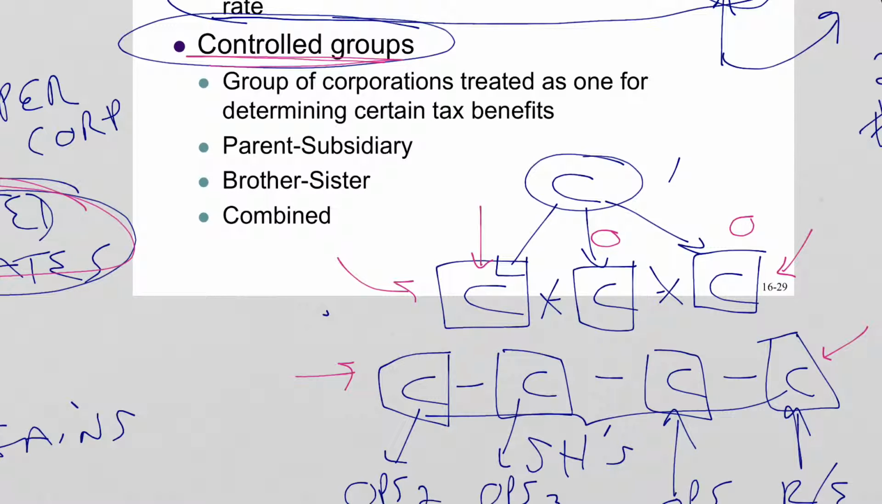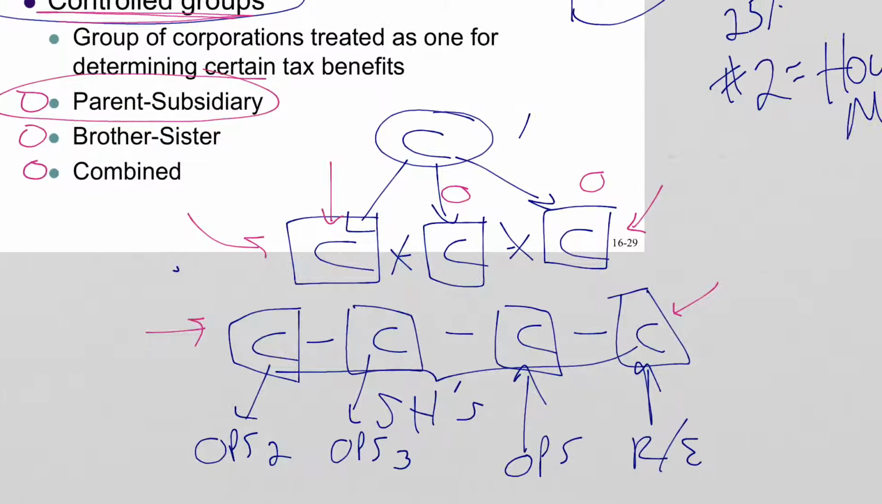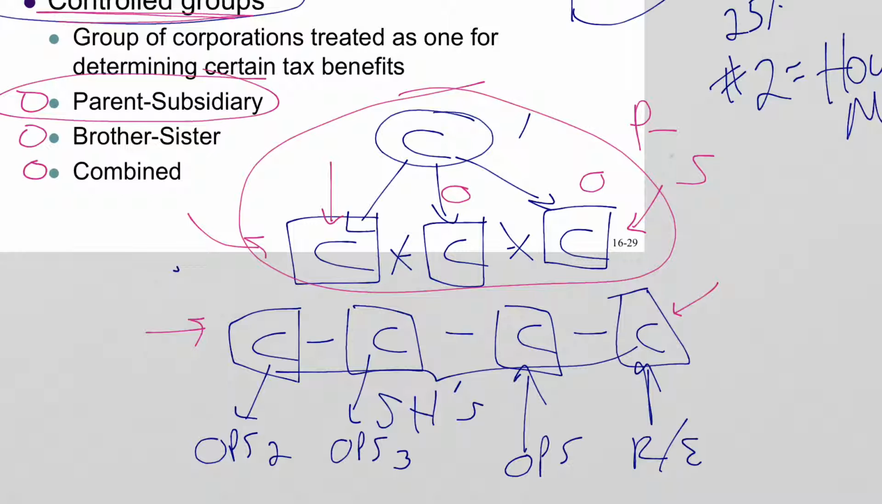The basic control groups are two flavors. There's a third one which is called combined. I'm going to concentrate just on the two most frequently encountered, what's known as parent subsidiary, and that is this. This is the parent subsidiary concept. So we'll just say this is parent sub, and if you haven't figured it out, this is the parent, and these are the subsidiaries here, where the parent owns 100% of each one of these.